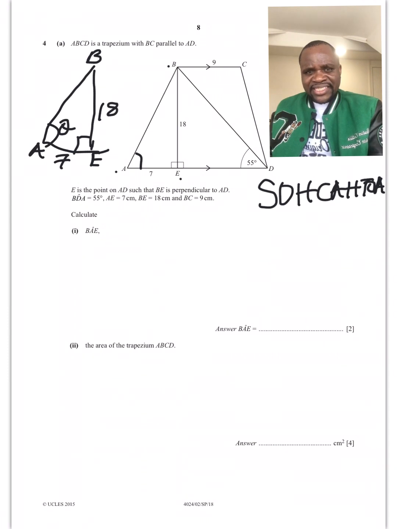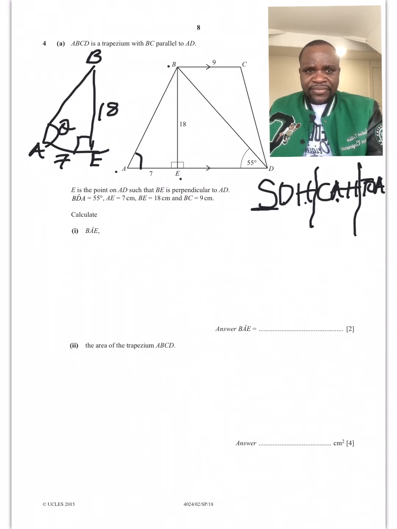It means sine is equal to opposite over hypotenuse. Then cos is equal to adjacent over hypotenuse. Then tan is equal to opposite over adjacent. So I want you to derive it from there.